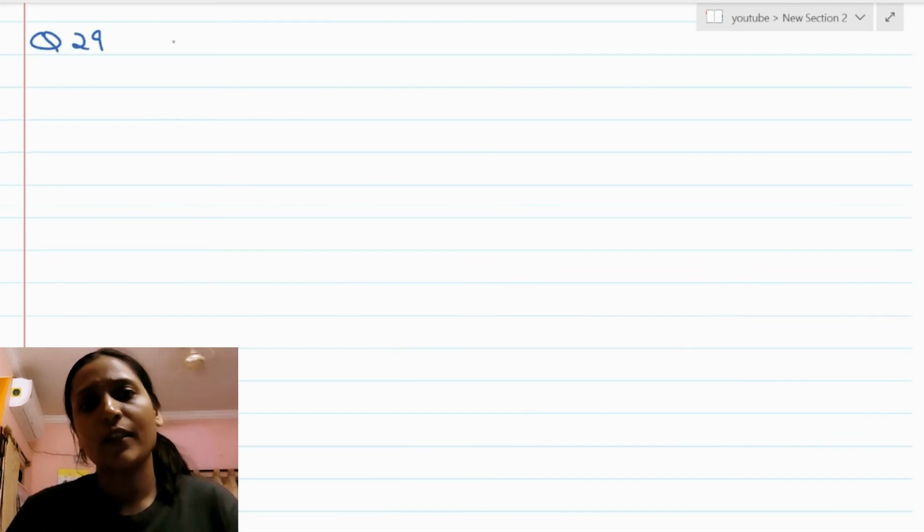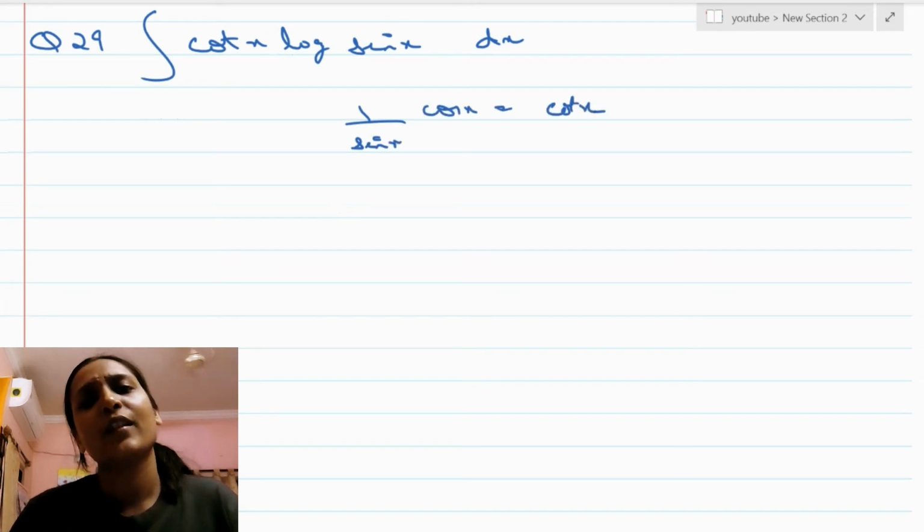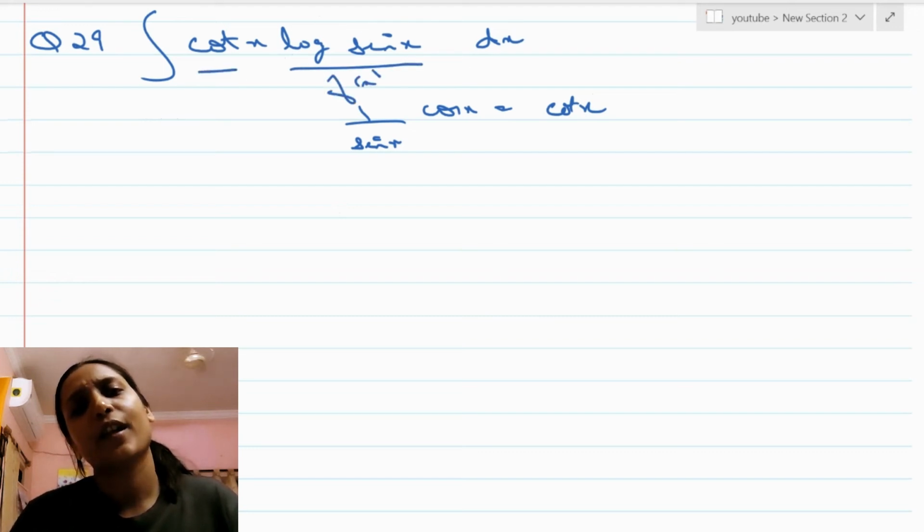Let me move ahead with the next important question, which is 29. So 29 is given as cot x log sin x. Now, if we observe carefully, the differentiation of log sin x is nothing but 1 by sin x into cos x, which is nothing but cot x. Meaning, this is f of x and this is f dash x.